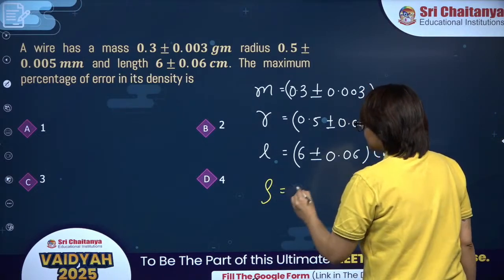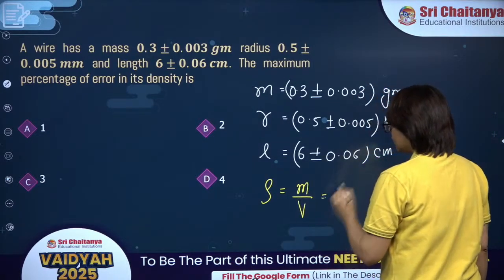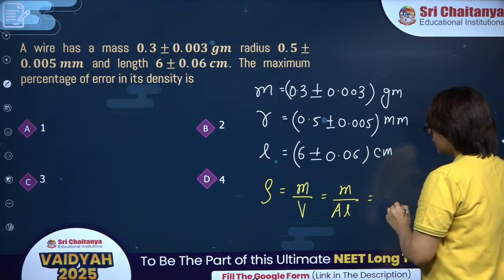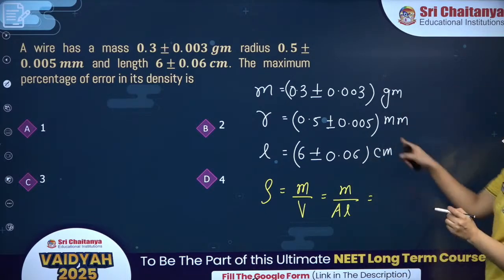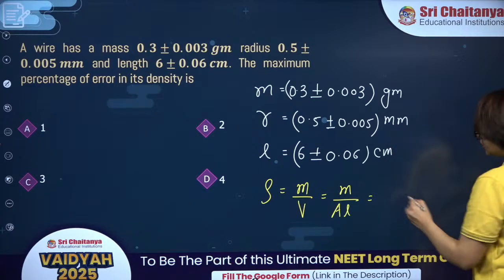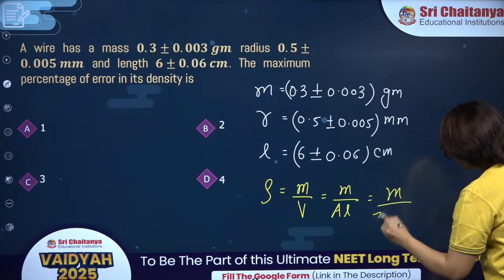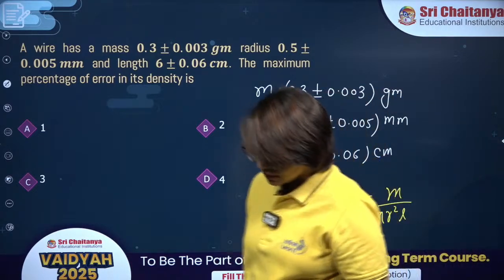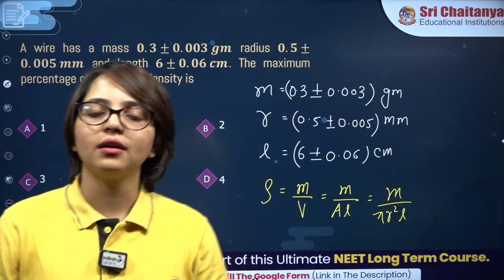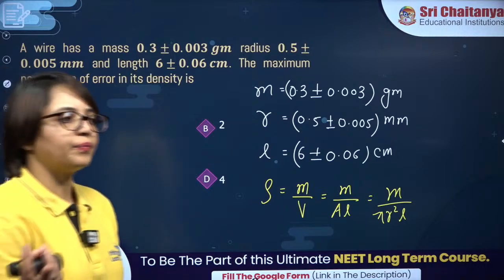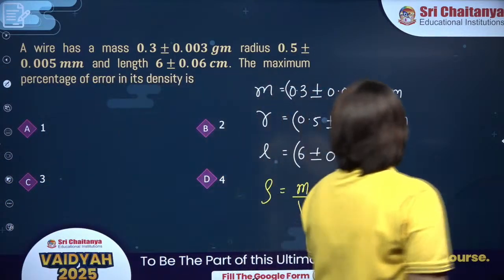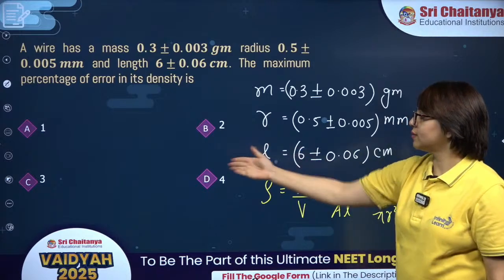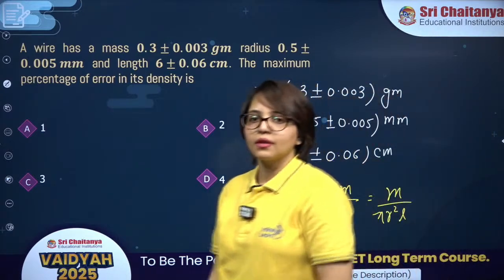Density is mass upon volume. Volume can be written as area of cross section into length. Area of cross section is circular because radius is given. So it is m upon pi r square into L. This is the density in terms of mass, radius and length. Now you guys try this one. What is the maximum percentage error in the density? 1%, 2%, 3%, 4%.